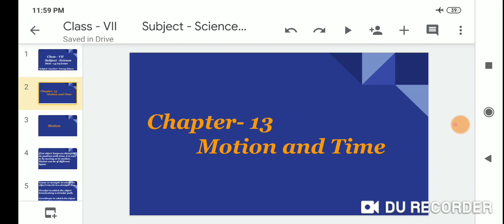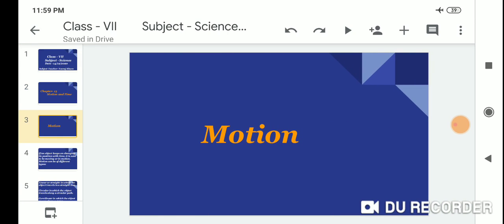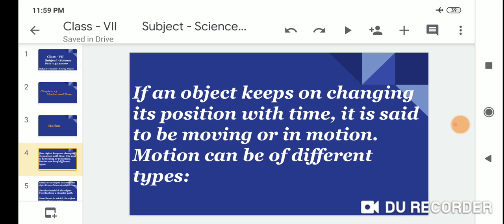So dear students, today we start chapter 13, motion and time. Today's topic is motion. What is motion? If an object keeps on changing its position with time, it is said to be moving or in motion.